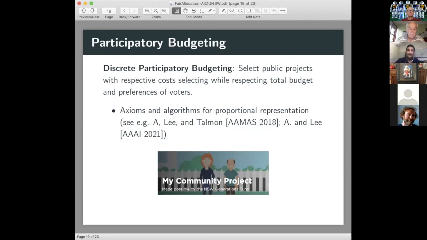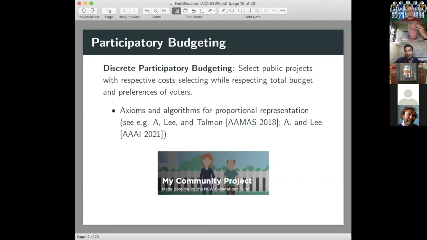And one last application domain, which is quite exciting, especially in social choice theory, is that of participatory budgeting. This is the framework in which a lot of big towns, cities, provinces distribute a lot of their funds, or make a lot of funding decisions about which public projects they need to choose, by asking the residents about what they prefer. So it's very similar to multi-winner voting, but it has an additional ingredient: these candidates or projects have their own respective costs, and you also have a total budget that you wish to respect.